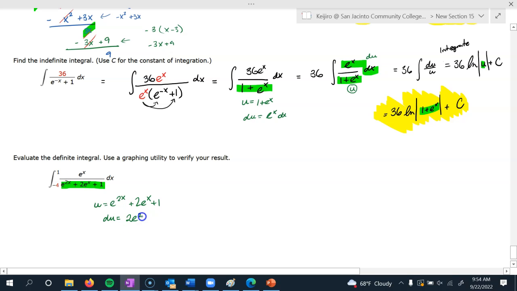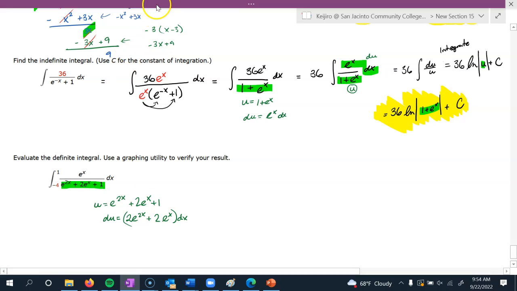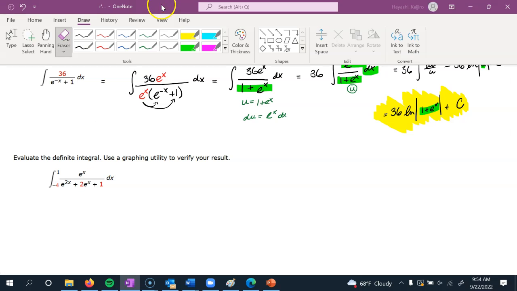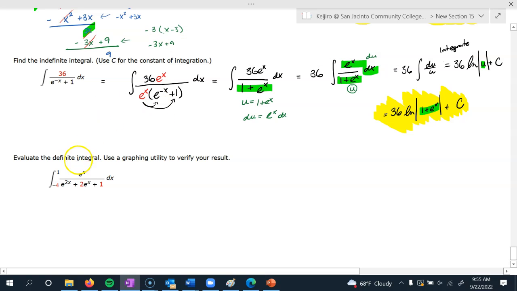So don't actually write this down though. So that'd be 2e to the 2x plus 2 times the derivative of e to the x would just be e to the x dx. Because the derivative of 1 would be nothing. We don't really have anything remotely close to that on the top. All we have on the top is e to the x dx. So this is not going to be the way to go. Not to say that it's not eventually going to be a u substitution, but it's just not going to be that u substitution. Okay.